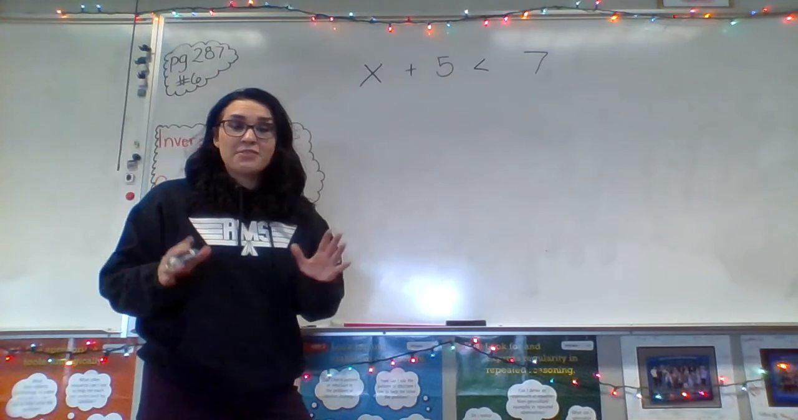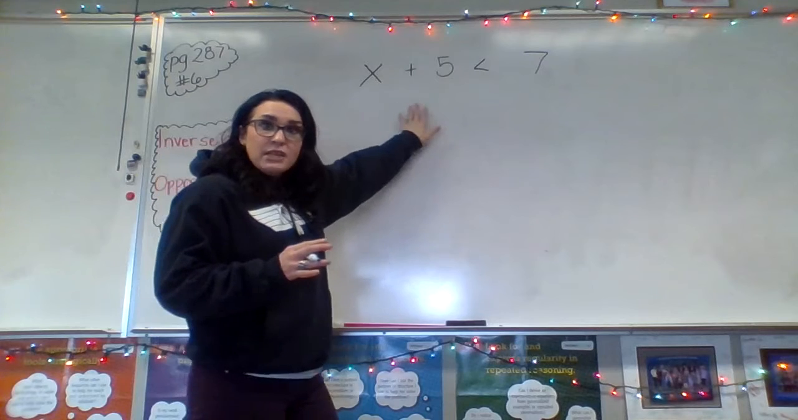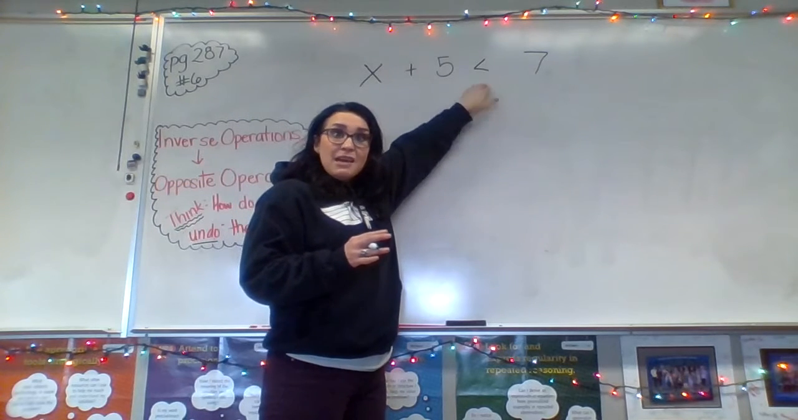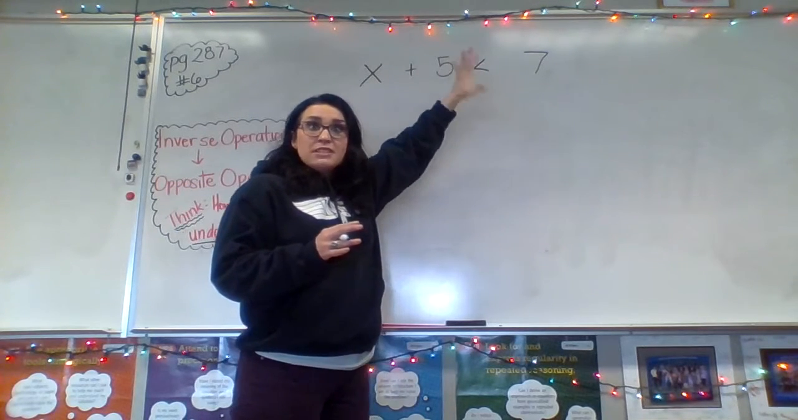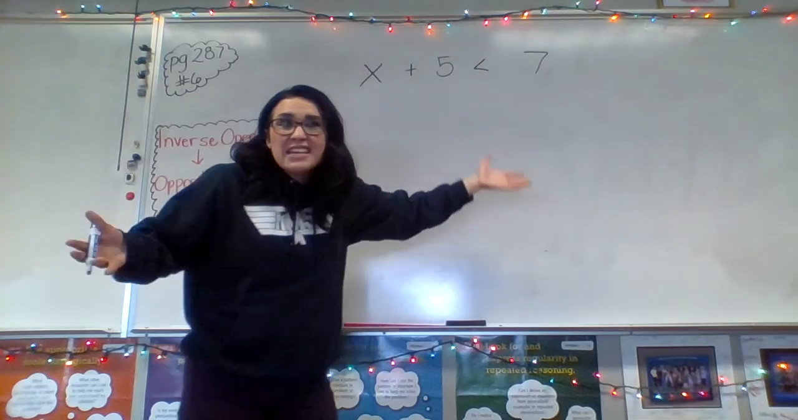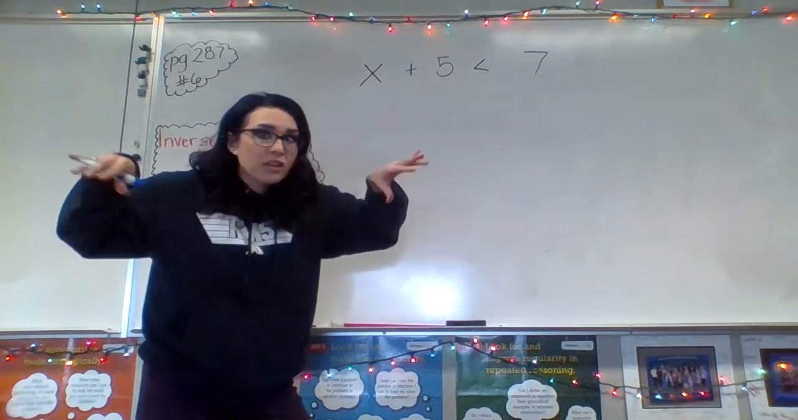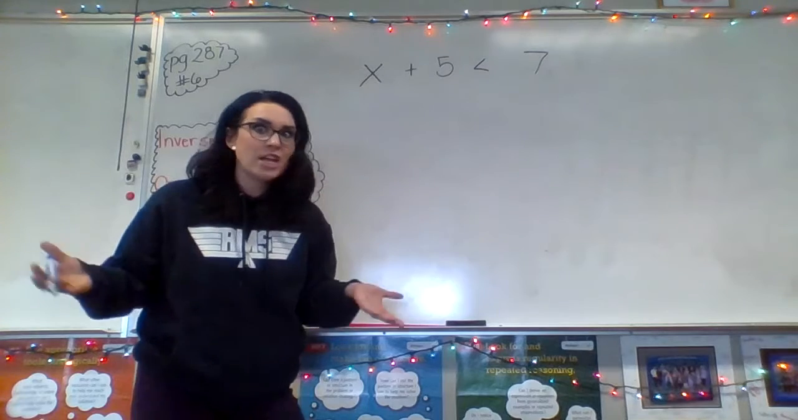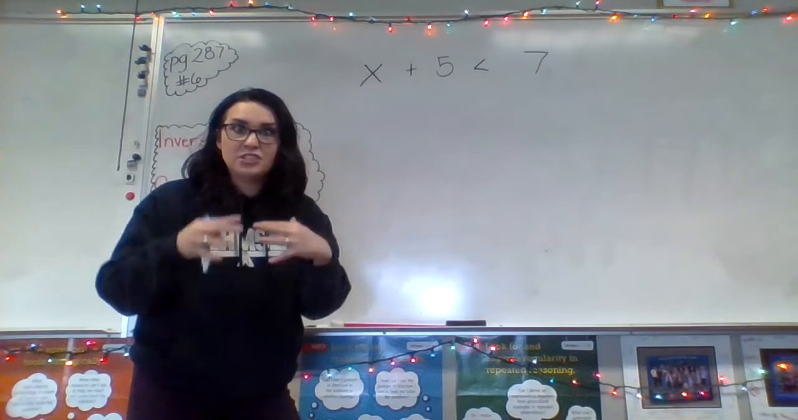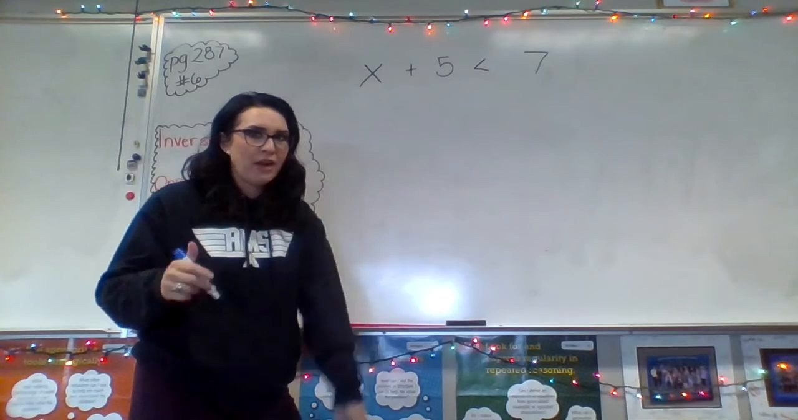So let's look at this problem. Again, we have x plus 5 equals 7. So I'm going to keep this inequality sign. It's not going to move. It's not going to flip. We're just going to leave it the same. Pretend it's an equation, just like a regular old equation with an equal sign. We never changed the equal sign, right? The equal sign just continued.